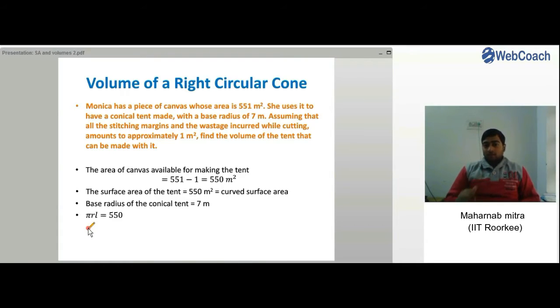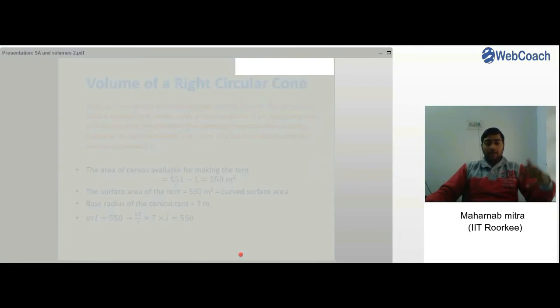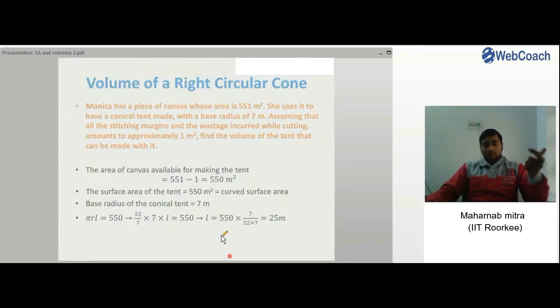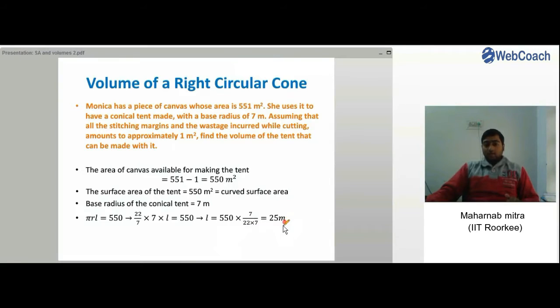Now pi r l is given as 550 meter squares, right? So after putting the respective values of radius and pi in this equation, we are taking pi as 22/7, radius is 7 meters, and we need to find the slant height. By solving this equation, we get the slant height as 25 meters, right?